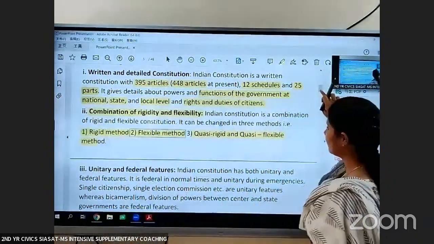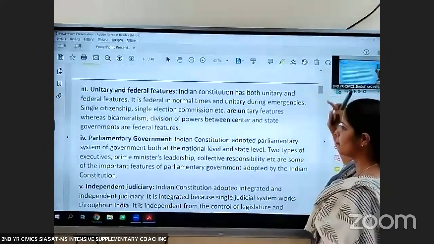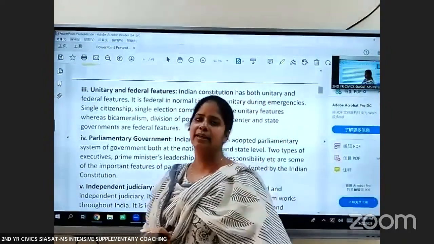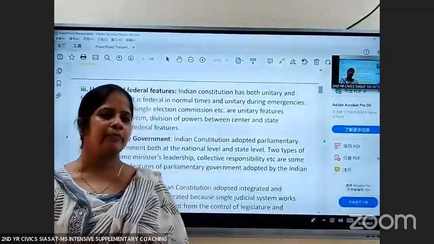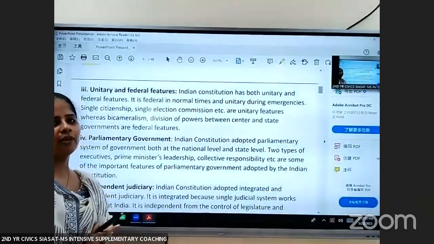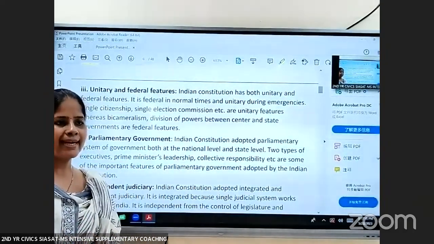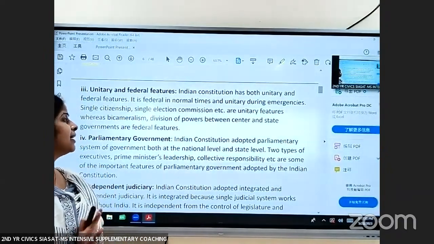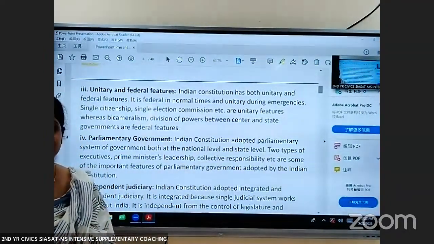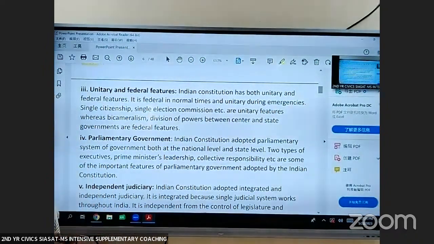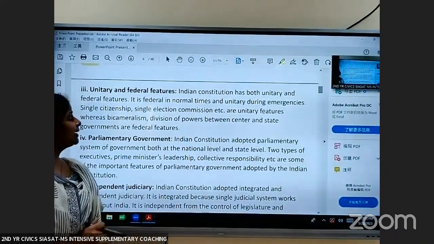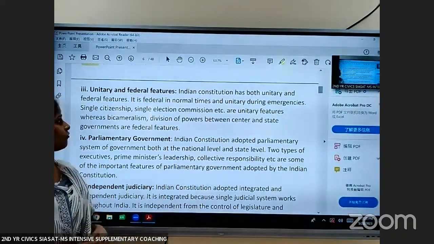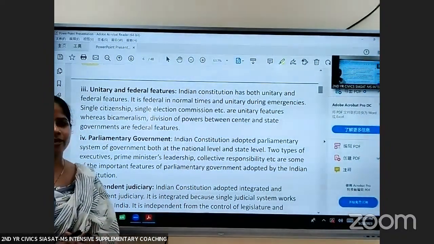Coming to the next point, unitary and federal features. So what is a unitary government? The unitary government means you will have only one government throughout the country. State governments do not exist. If at all there are state governments, they derive powers from the central government. So Indian Constitution has adapted features of both unitary and federal government.